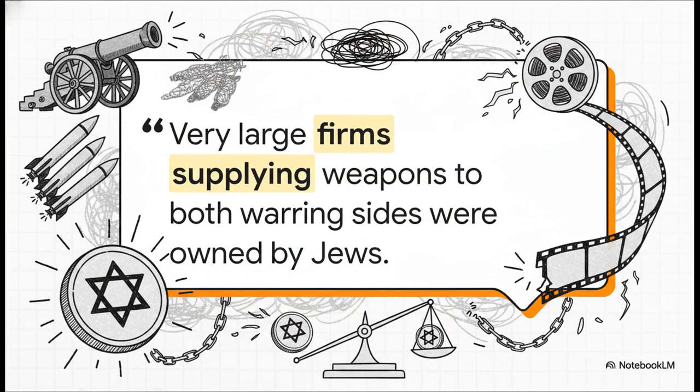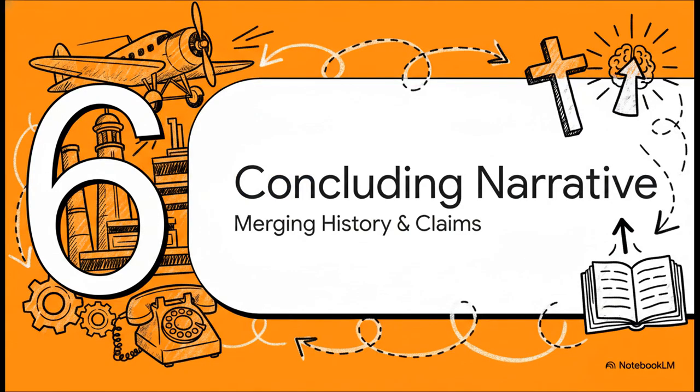And the source goes even further to build this narrative, promoting outright anti-Semitic conspiracy theories. It directly claims that, quote, very large firms supplying weapons to both warring sides were owned by Jews. The video uses this unfounded claim to suggest the victims were financially orchestrating the very war destroying them, essentially blaming them for their own historical suffering. Finally, Section 6, concluding the video's narrative.